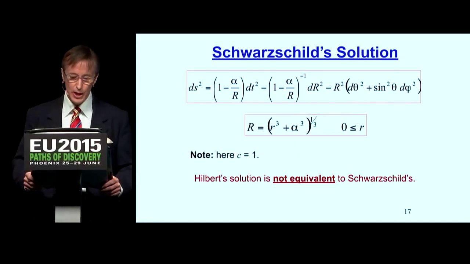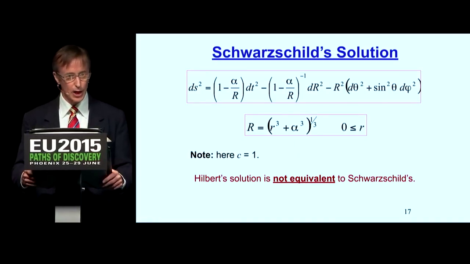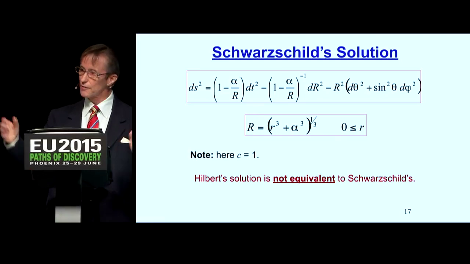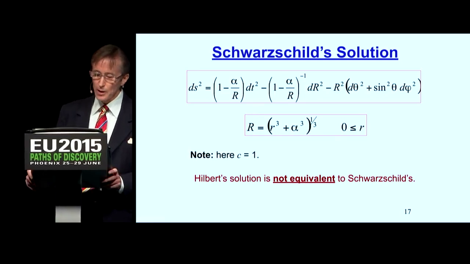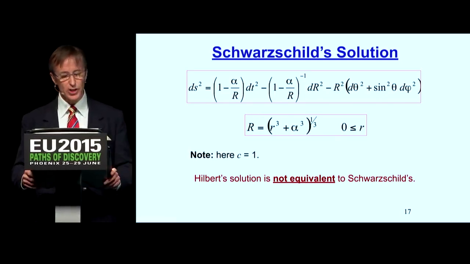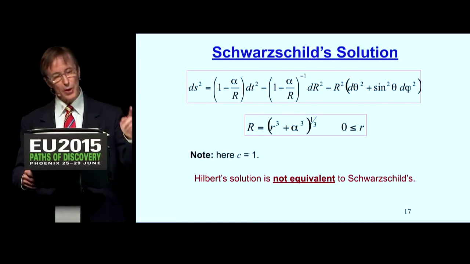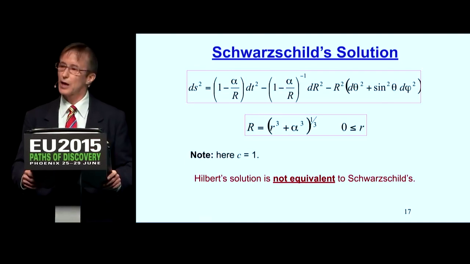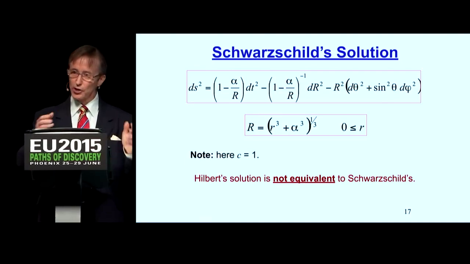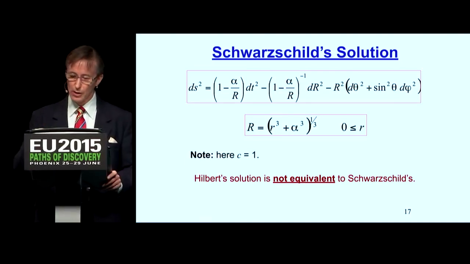It looks like Hilbert's. In this case, Schwarzschild's little r goes down to 0. But when little r equals 0, what about his big R? His big R equals alpha, the very constant I've been talking about, right? Hilbert's solution is therefore not equivalent to Schwarzschild's, because if it was, that would make Schwarzschild's big R have to go down to minus alpha, but it can't. It's defined in terms of R greater than or equal to 0.